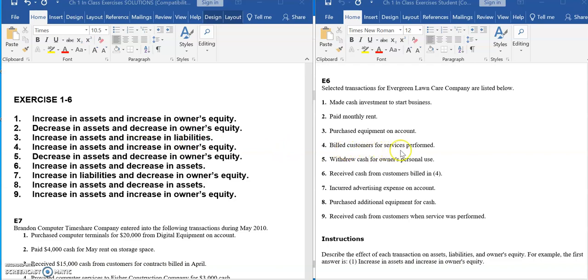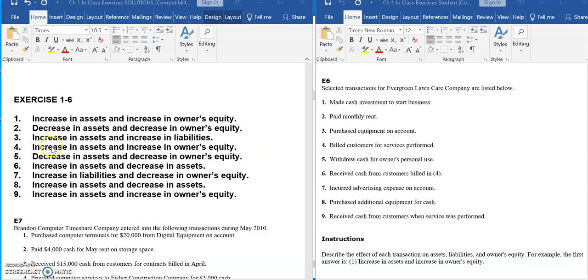Billed customers for services performed. We billed customers because the company provided a service for them. That means customers received the service, but they haven't paid for it yet. They just were billed. They have not paid, which means the company is owed money by the customer. That is an account receivable, amounts owed to the company from customers who haven't yet paid. Accounts receivable represent amounts that will be received in the future. They are assets to the company.